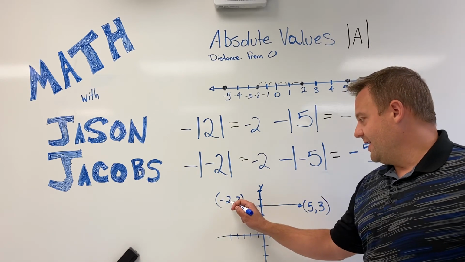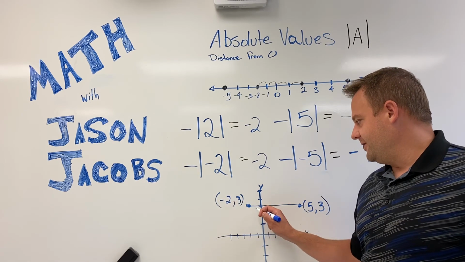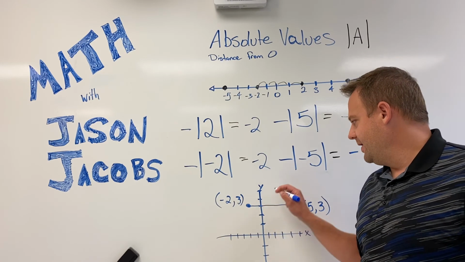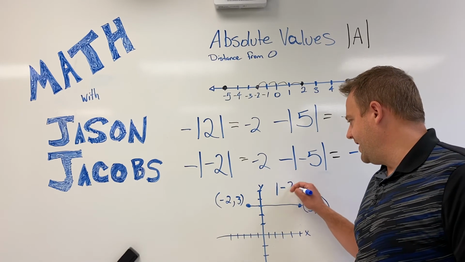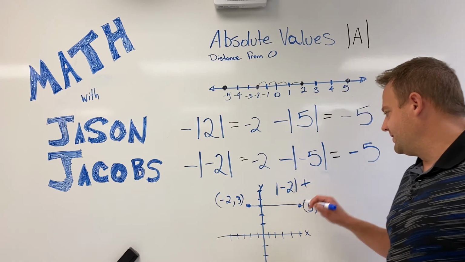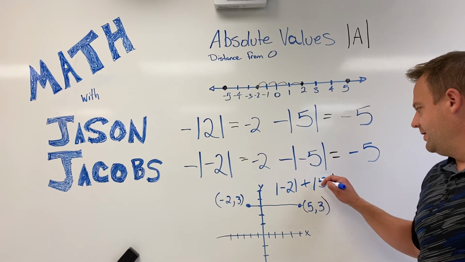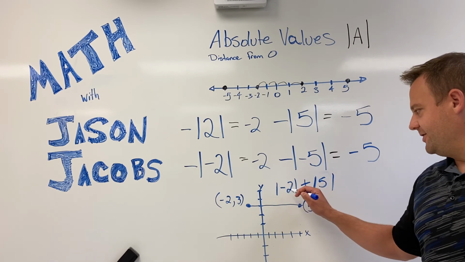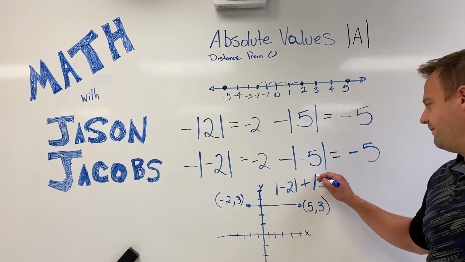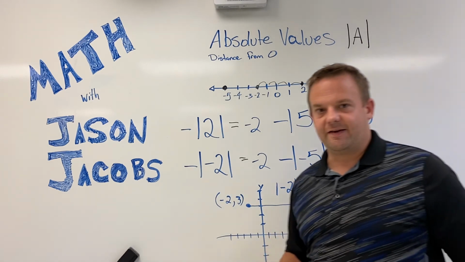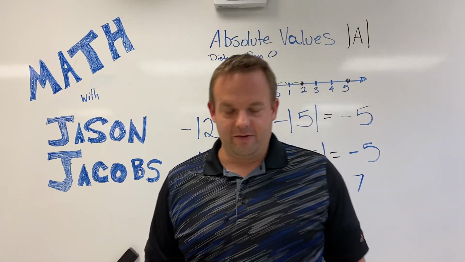So the way we did that was we took the absolute value of negative 2. See, negative 2 is 2 away from 0. So the absolute value of negative 2 plus the absolute value of 5. So the absolute value of negative 2 is 2. The absolute value of 5 is 5. 2 plus 5 is 7. So the distance is 7. And that's absolute value. I hope that's helped you.